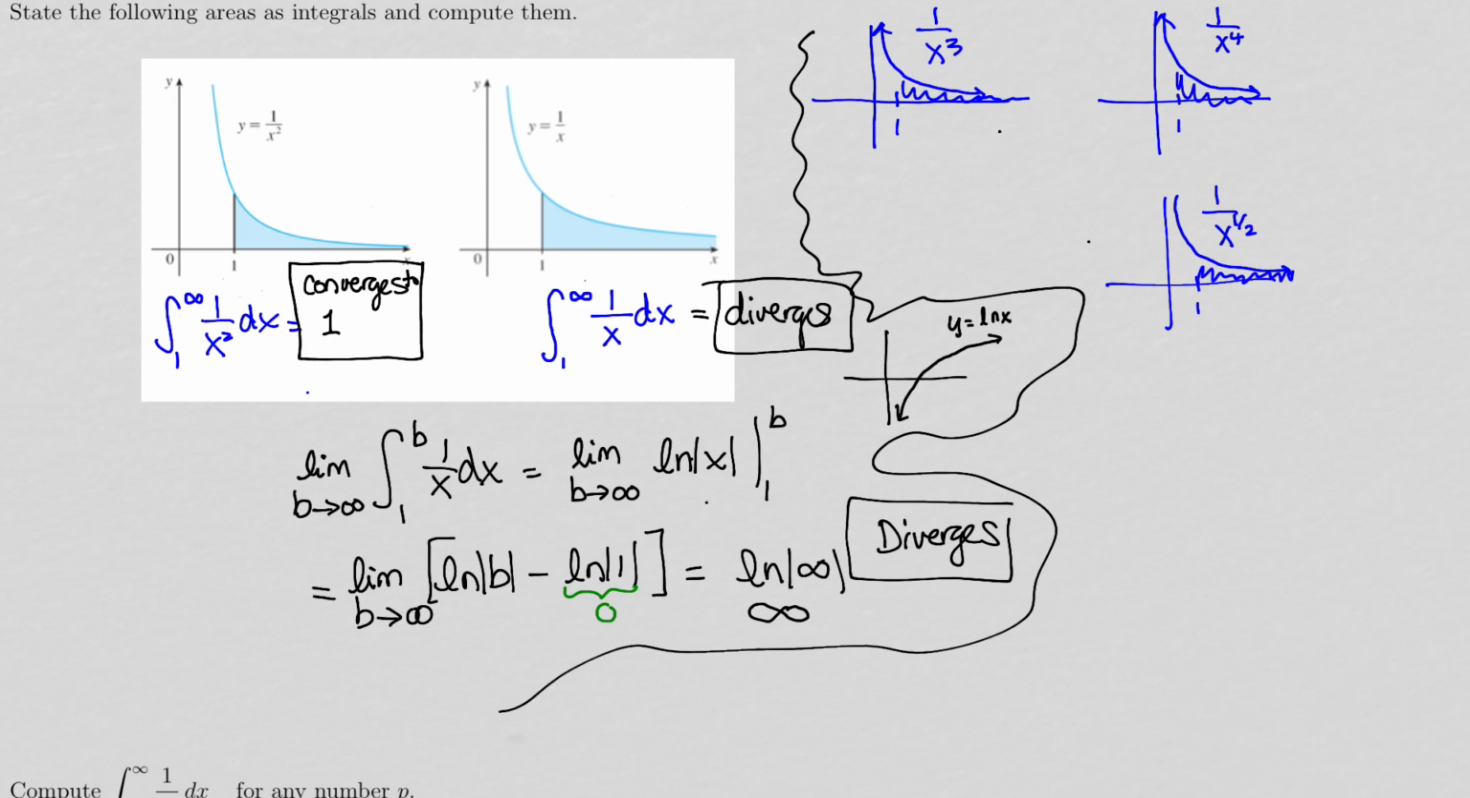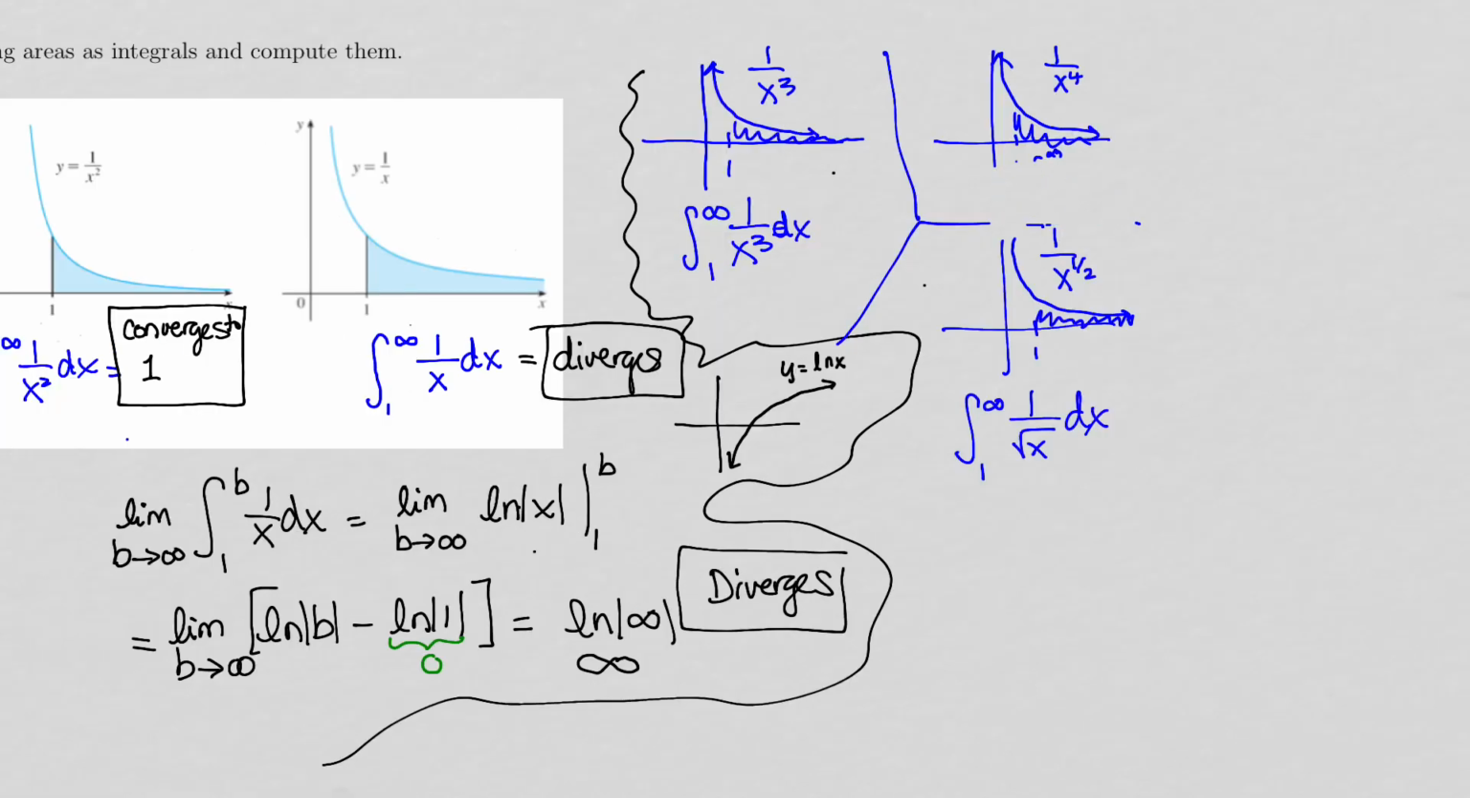Okay, so let's divide up and see. All right, so John and Andrew, why don't you do 1 over x cubed for me? Tell me if that converges or diverges. Drew and James, you guys do 1 over x to the 4th for me. Kayla and Max, do 1 over x to the 1/2. So let me give us a little more space for each of them.